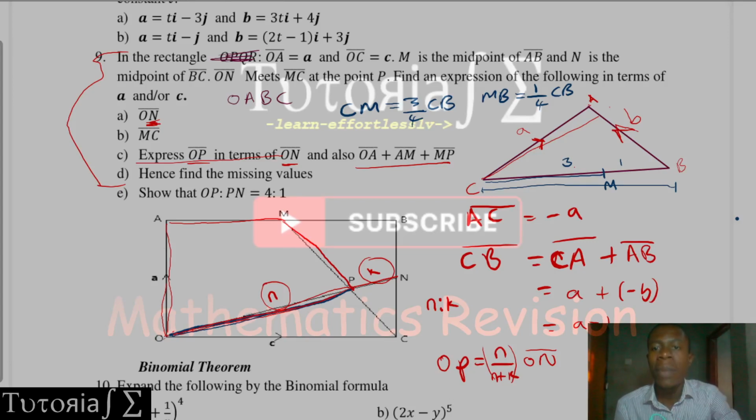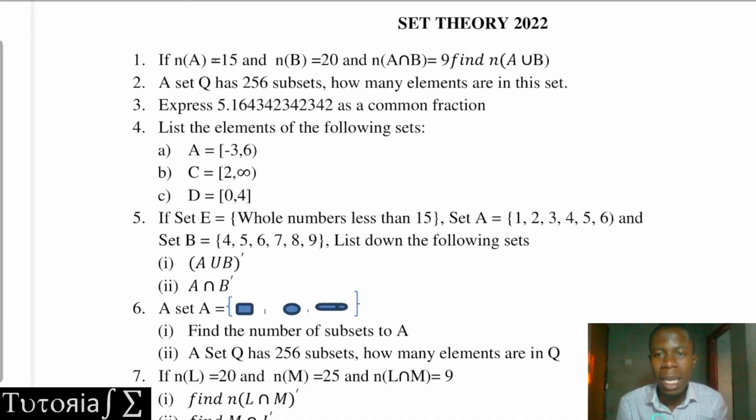But let's do a little bit of sets. Then you have this task, so try your best, then we'll see how we'll move on from there. Now, under sets, I think number of elements in A is 15, number of elements in B is 20, number of elements in A intersection B is 9. Find number of elements in A union B.